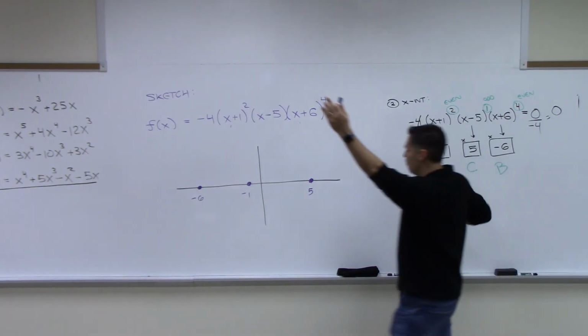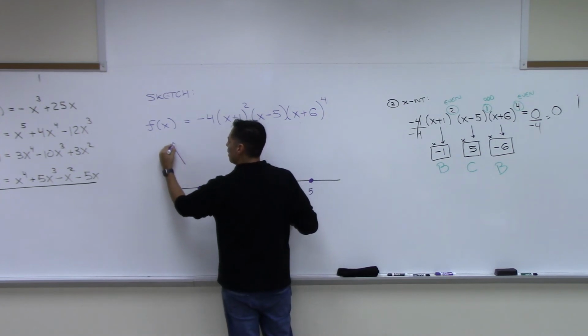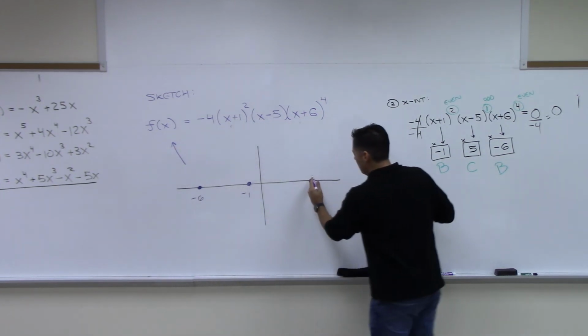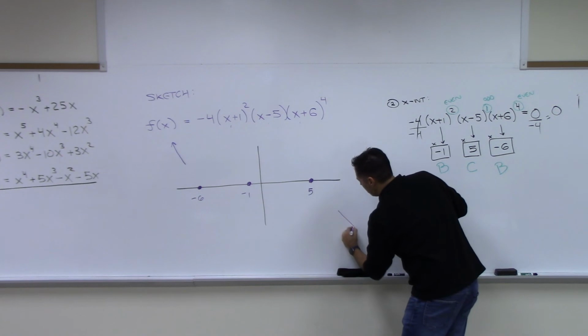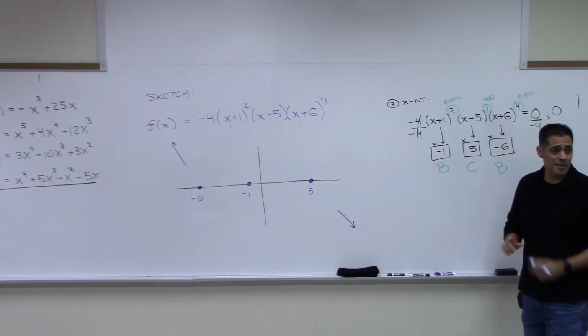Left side goes up, right side goes down. So up here, I'm just going to draw an arrow like this. And then over here, I'm going to have the arrow come down like this, or my function come down. All right, now I need to pay attention to what's happening.